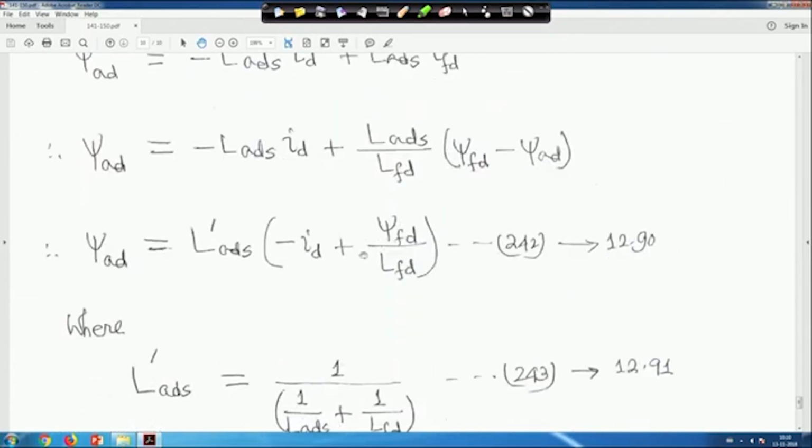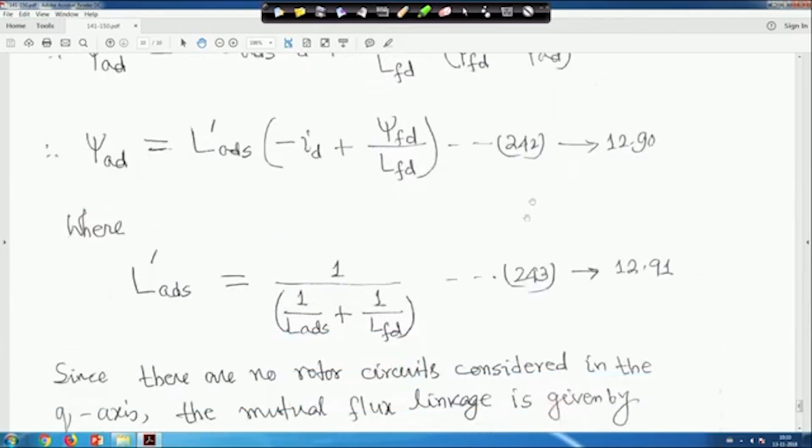So that means psi AD is written as LADS dash into bracket minus ID plus psi FD upon LFD. This is equation 242, where LADS dash is equal to 1 upon the denominator, and the denominator will be 1 upon LADS plus 1 upon LFD. This you just simplify, and you will get it.